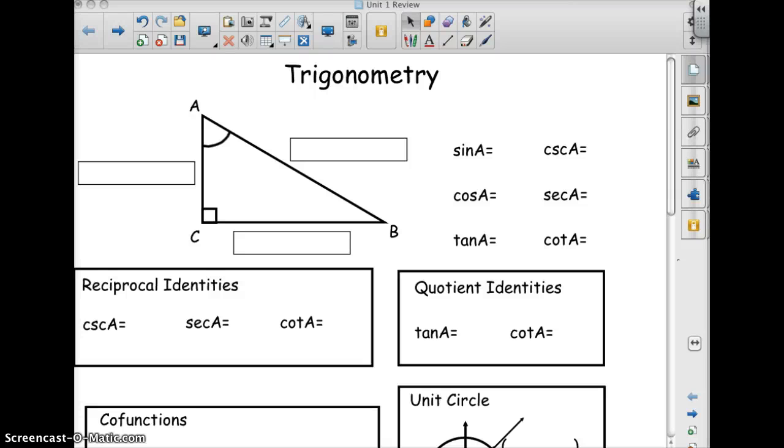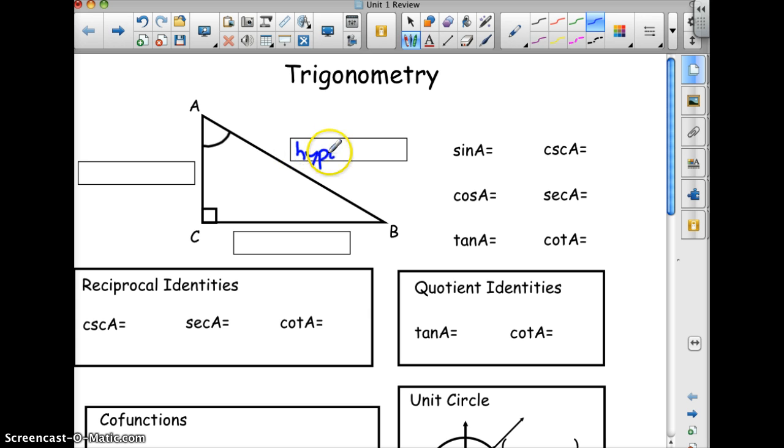All right, first review day here. We're going to start with some trigonometry. Okay, right triangles here. We have the hypotenuse.